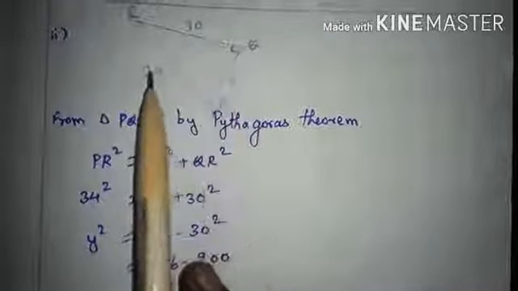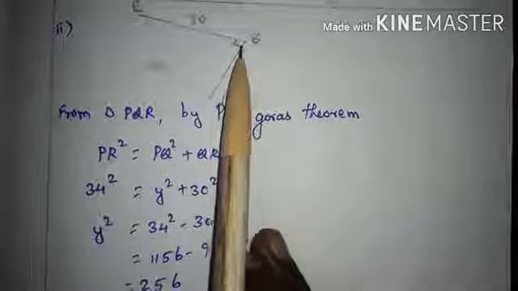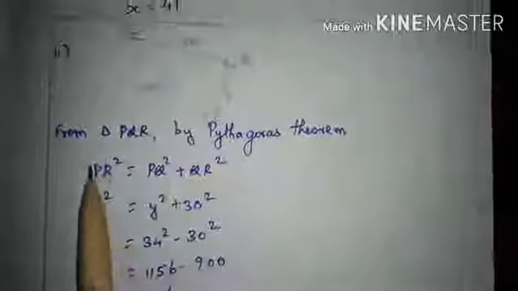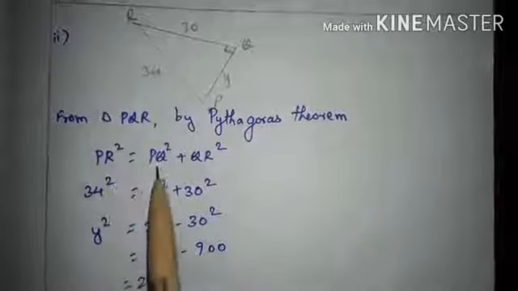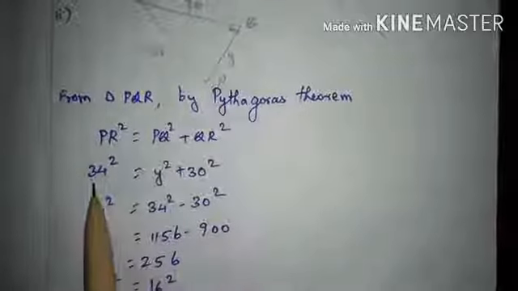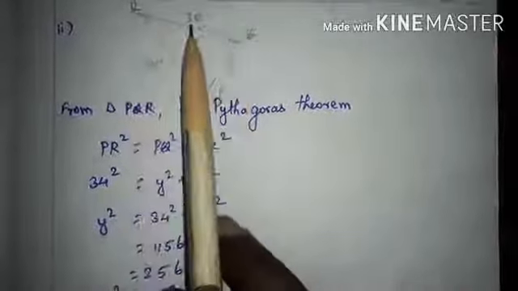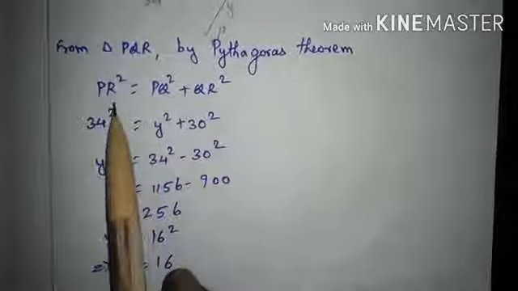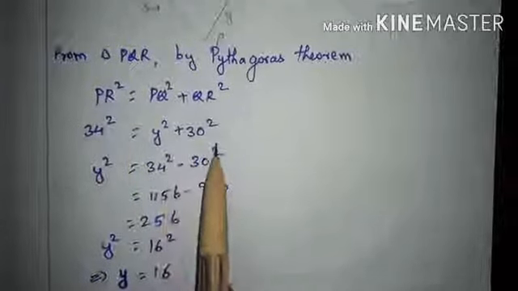The side opposite to the right angle is the hypotenuse side. That is, from 90 degrees, the side opposite is PR. Therefore, PR square is equal to PQ square plus QR square. PR is given as 34 and RQ is given as 30 and PQ is given as y. That is 34 square equal to y square plus 30 square.